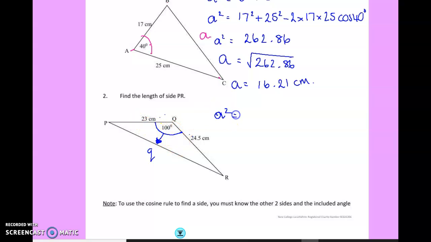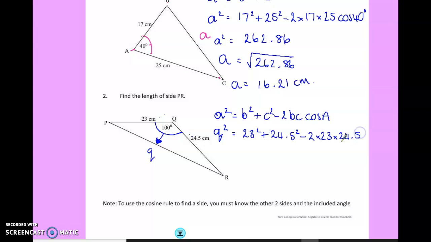a squared is equal to b squared plus c squared minus 2bc cos A. Now again, like the sine rule, I'm not going to change the letters round. I'm not going to put P, Q's and R's in there. We don't need them. It's given in your formula list with a, b's and c's. So we're just going to stick to a, b's and c's. You can change this to a q now. I'm finding q. q squared is 23 squared plus 24.5 squared minus 2 times 23 times 24.5 cos 100.